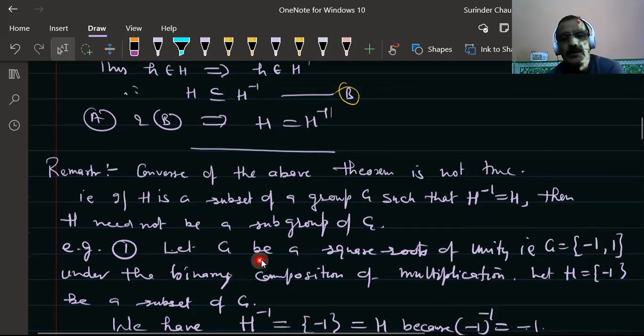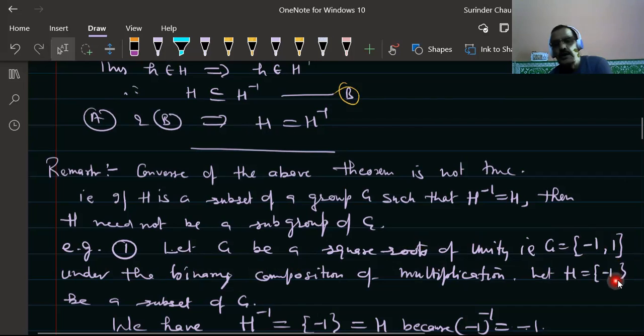Example: let G be a group of square roots of unity. If you write down the composition table of 1 and minus 1, the identity is 1, the inverse of 1 is 1, and 1 into minus 1 is minus 1, so the closure property holds true. The inverse of minus 1 is minus 1, and the inverse of 1 is 1. From the composition table, this is a group under multiplication.